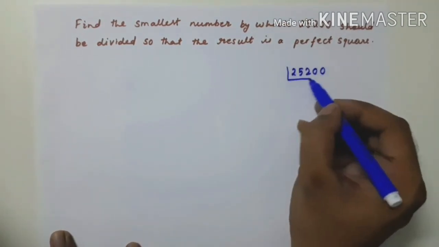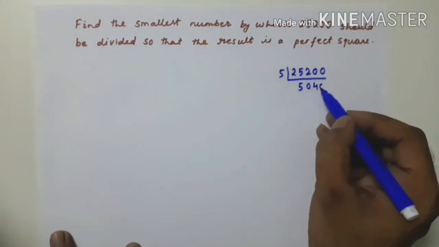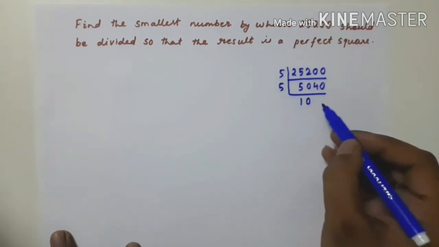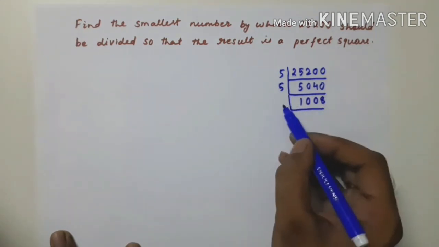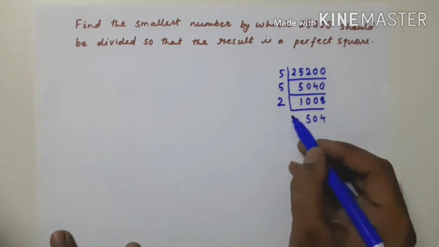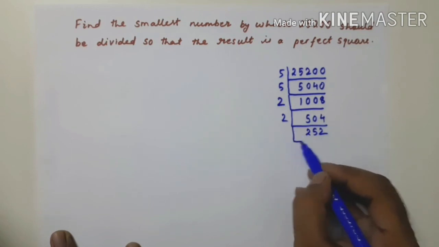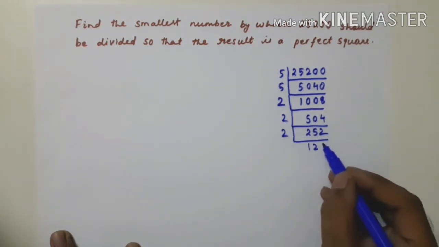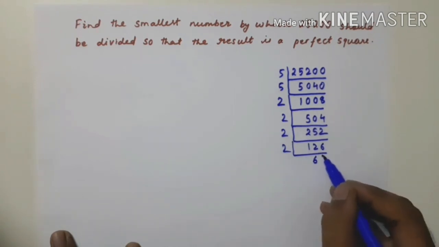So we can start with 5. 5 5s are 25, 0, 5 4s are 20. As we continue, 5 10s are 50, 0 and 8. Now 8 is an even number, we can do with 2. 2 5s are 10, 0, 2 4s are 8. Again with 2, 252. Again with 2, 2 6s are 12, 2 3s is 6.